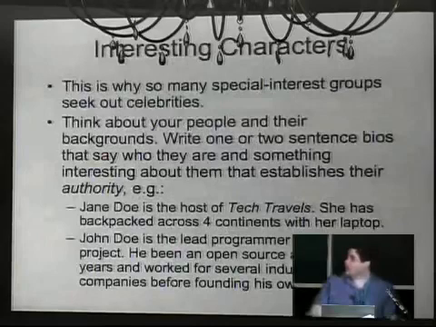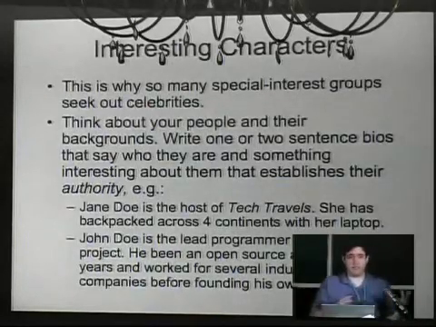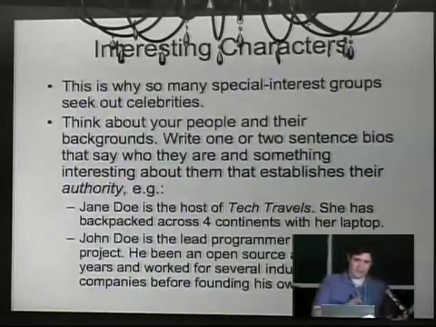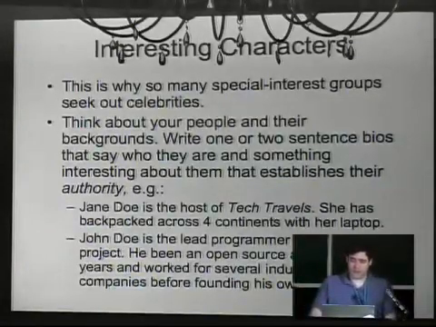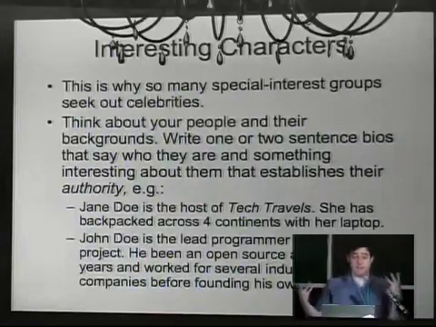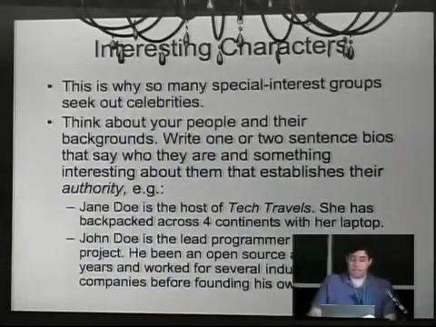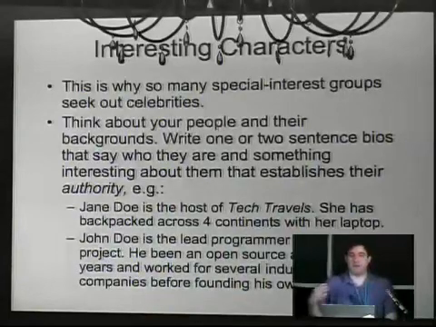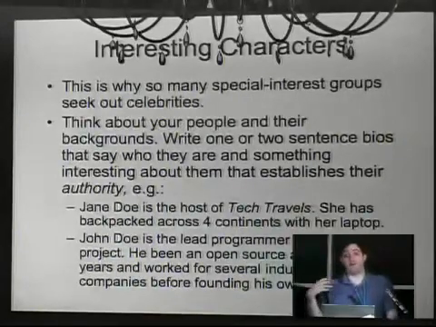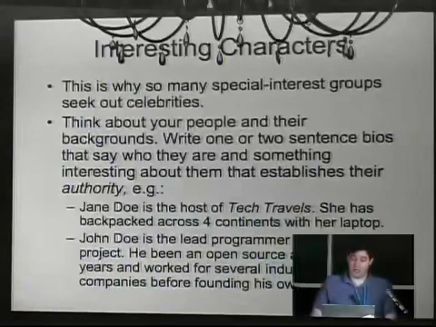Interesting characters. So this is why you see a lot of celebrities around the place, because if I can put somebody who the audience knows in front of the audience and say, look, they're talking about X, that's automatically going to be interesting to them. If you don't have celebrities, think about the people in your organization and your backgrounds. You also want to establish here what's called a platform. If you don't have a celebrity, and you're just yourself, you want to establish a platform. By platform, I mean some sort of basis of authority.